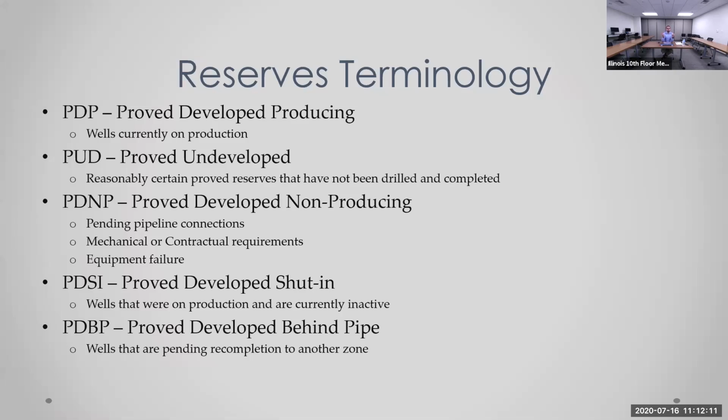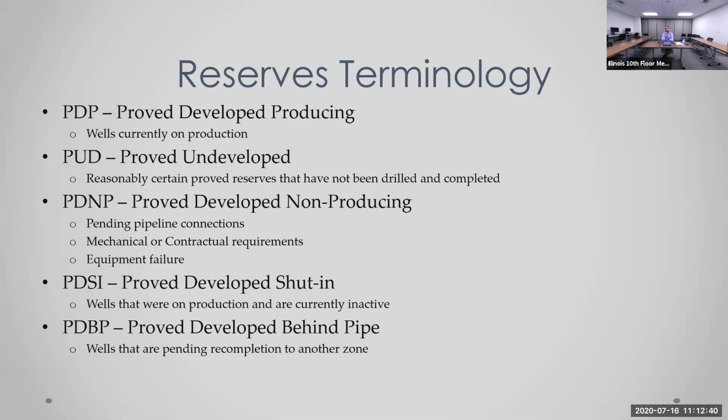So you can have a well that's running on an ESP. If the ESP goes bad or something happens and it's no longer running, that well is not going to produce, right? So it becomes a proved, developed, non-producing. Now, changing an ESP will not necessarily be, in terms of time, as bad as a casing leak, for example.